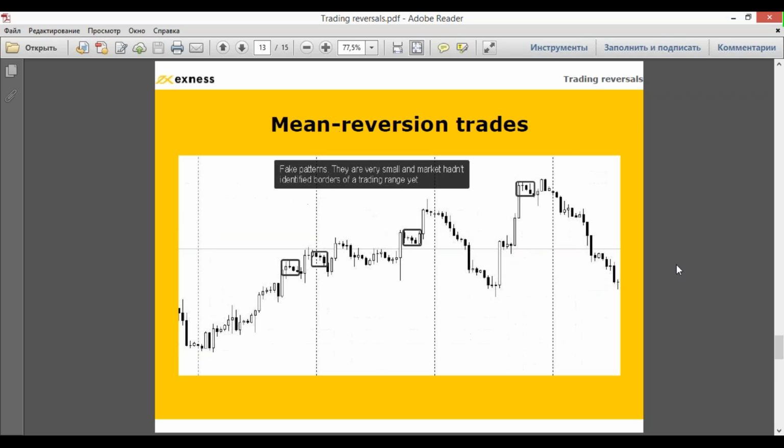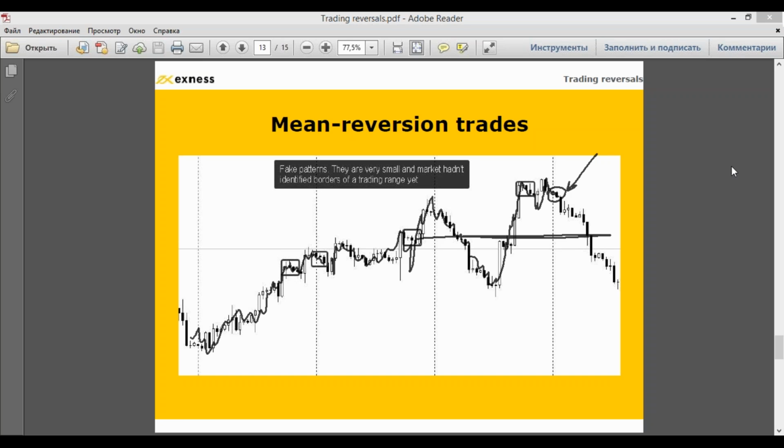Also we have fake patterns which look too good to be true. They're very small and the market is not showing us any borders of a trading range yet. So the market just goes higher and higher and higher, and even if we had a previous trend, patterns are very small. So first you have to let the market settle, let the market consolidate, and only after that you can try to capture patterns. All right, we have one here. Let the market settle, let it consolidate, and only after that you can capture a pattern.